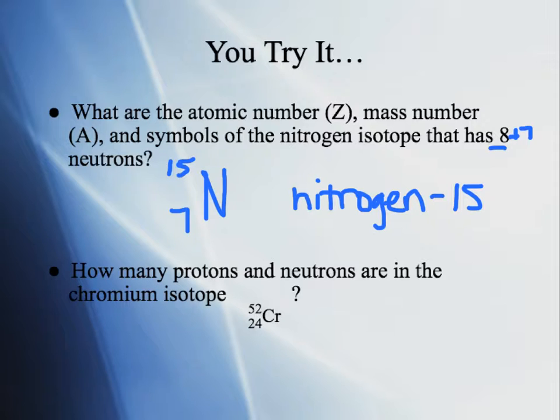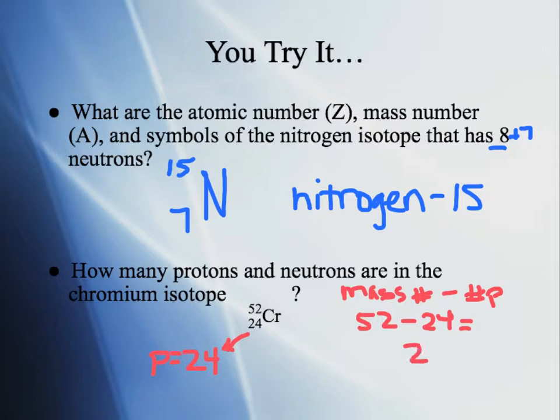Okay, second one is how many protons and neutrons are in the chromium isotope, chromium-52, 24? Protons are easy. Remember, that is always the bottom number, so protons is 24. Now to figure out the neutrons, we have to do mass number minus the number of protons. So 52 minus 24 is going to give you the number of neutrons, so that's going to be 28 neutrons.